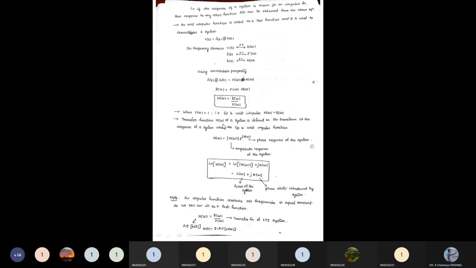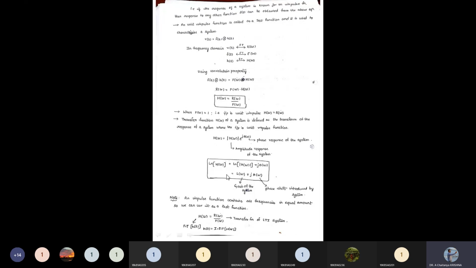If we write it in polar form, this will become a complex function, then magnitude response and phase response should be there. Since we converted into the frequency domain using the Fourier transform, we can compulsorily convert into magnitude response and phase response.